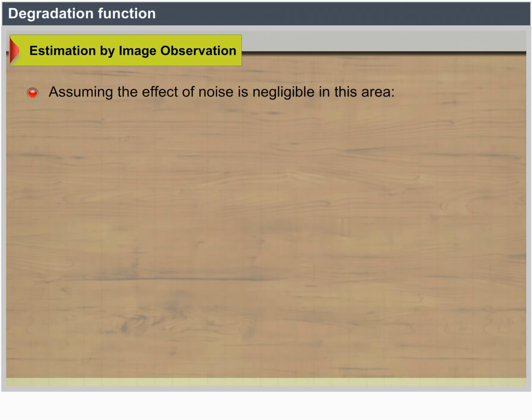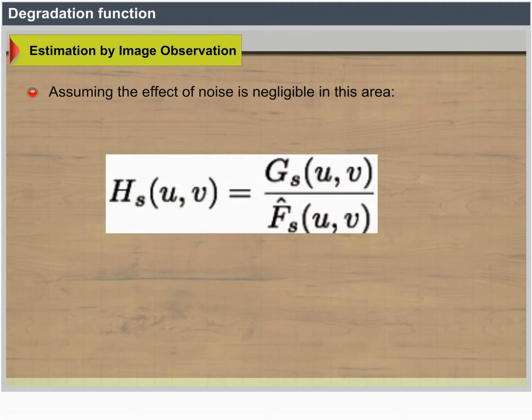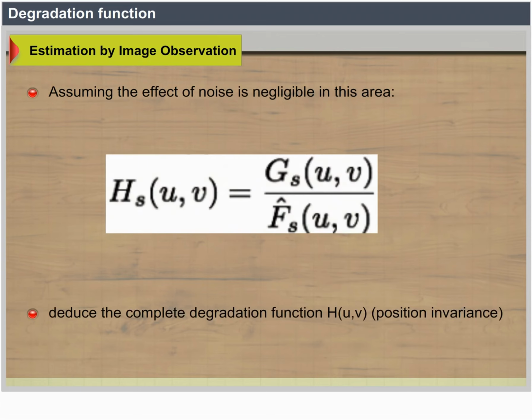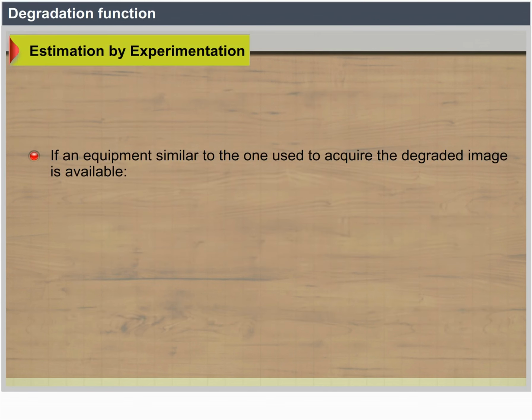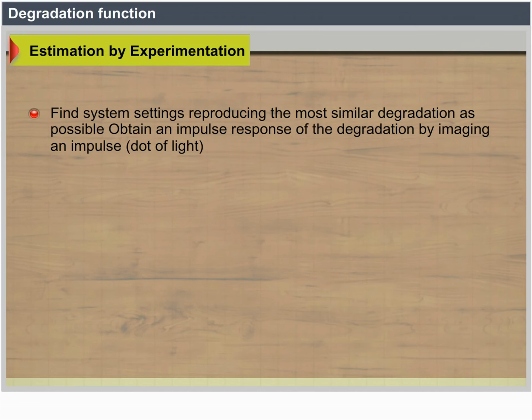Obtain an impulse response of the degradation by imaging an impulse dot of light, as shown. The Fourier transform of an impulse equals a constant, leading to, as shown. Here, A equals a constant describing the strength of the impulse. From the figure, degradation estimation by impulse characterization. A, an impulse of light. B, imaged or degraded pulses.